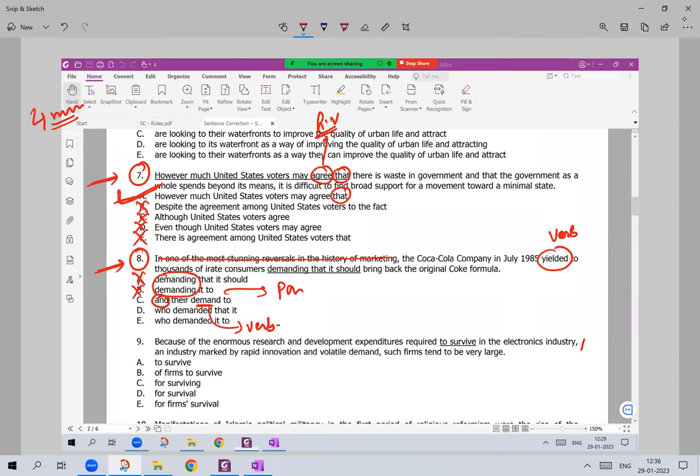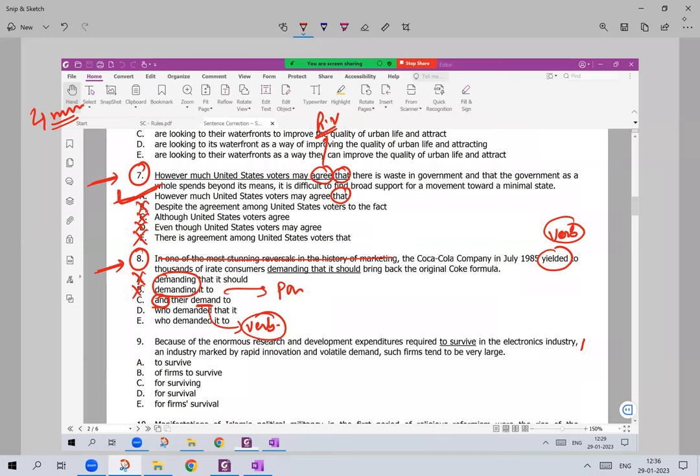Please, bolo. I would think they didn't yield to the consumers. They yielded to the consumers' demand. So it's simple. Don't get into that. Can you repeat your question again, Rahul? I'm just saying there's a verb before "and" and there's a verb after "and". Is it parallel? Yes or no? It should be parallel, no?